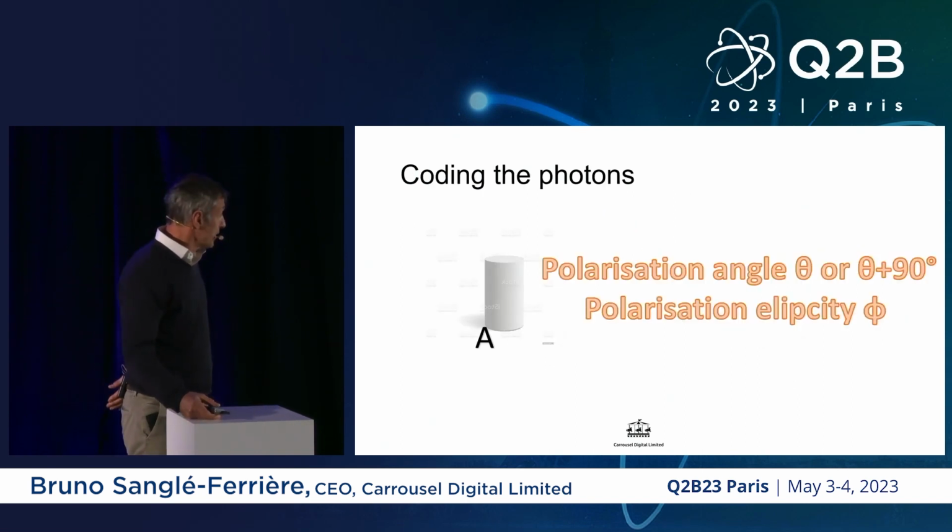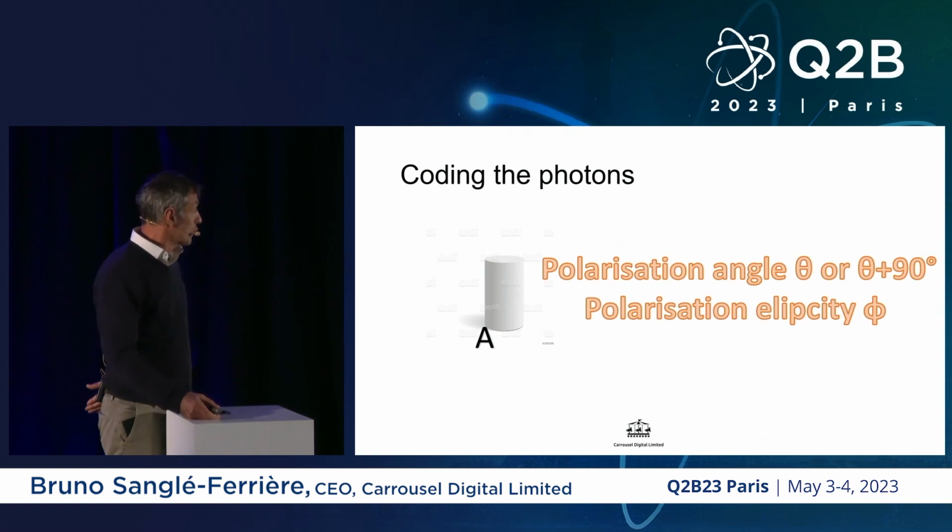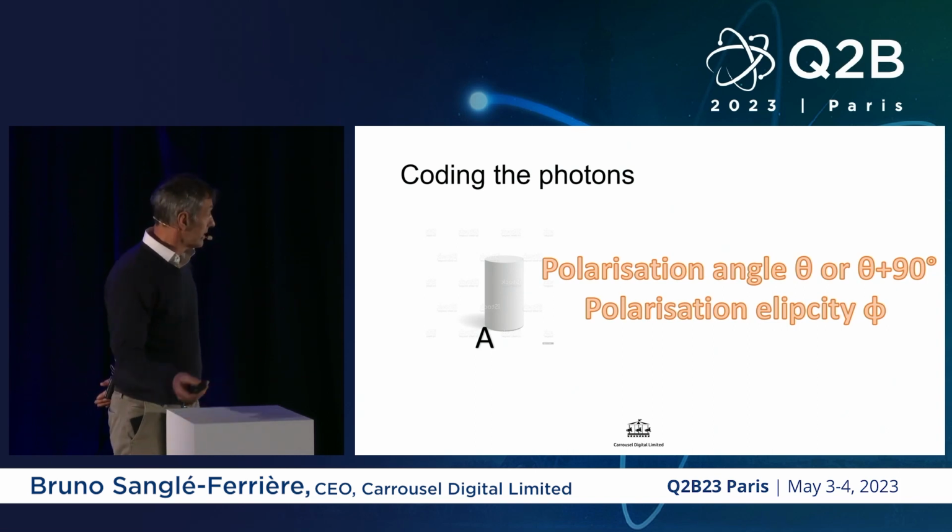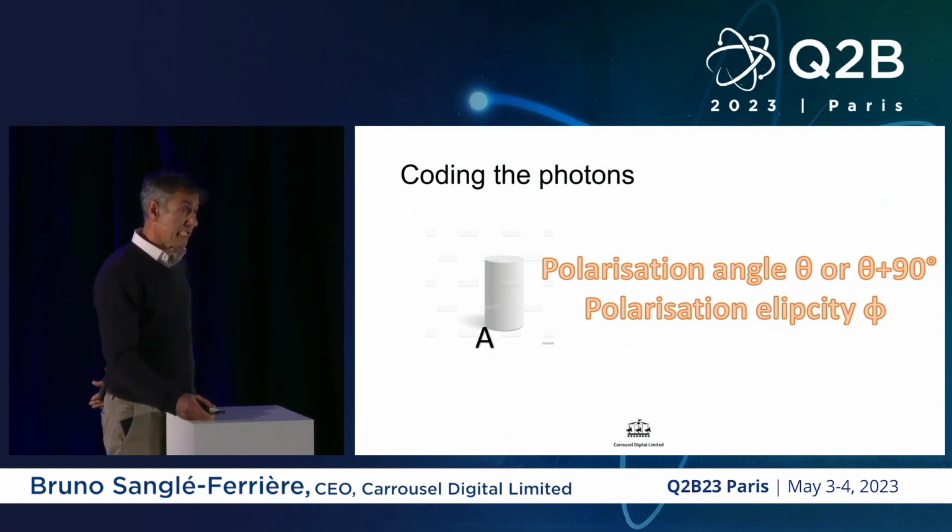Now we're sending information. So we need to code the information when the photon arrives in A. And we code information by choosing the angles at which the photon can be detected, either theta or theta plus a square angle. And we can also choose the ellipticity of the photon.